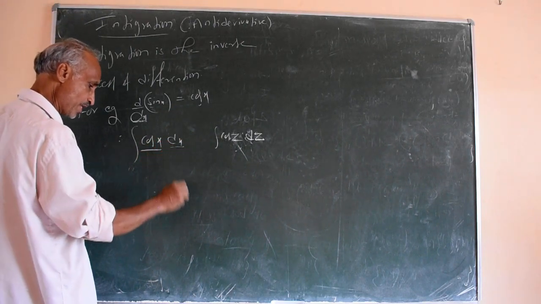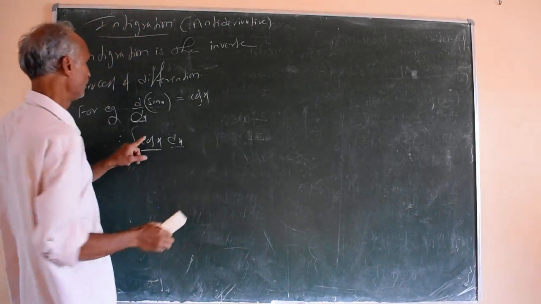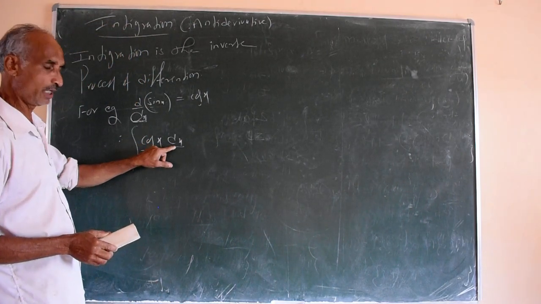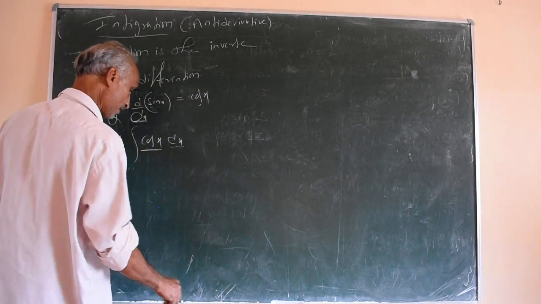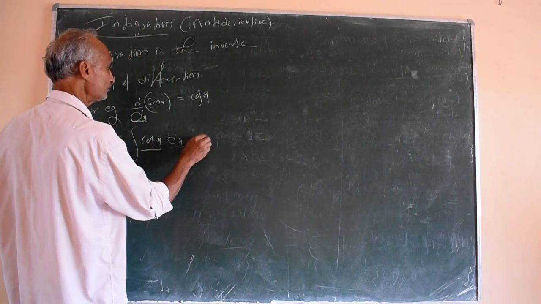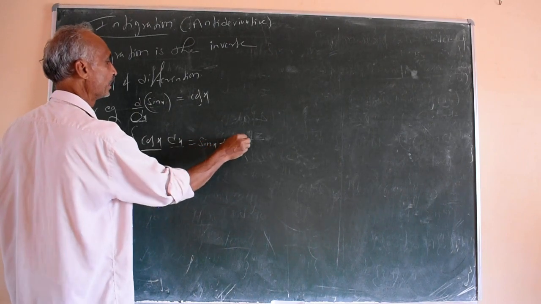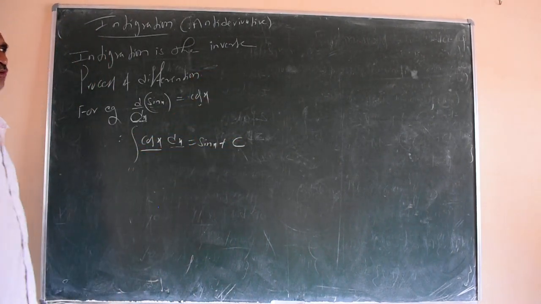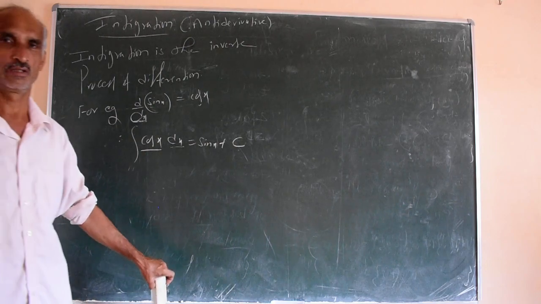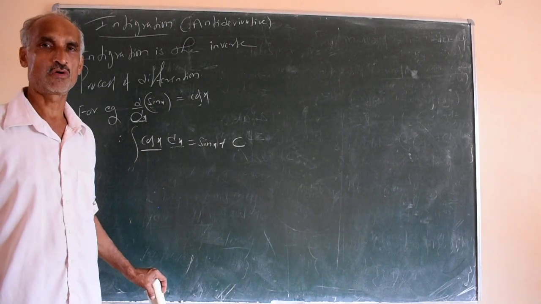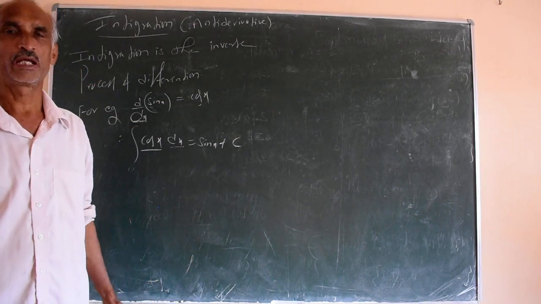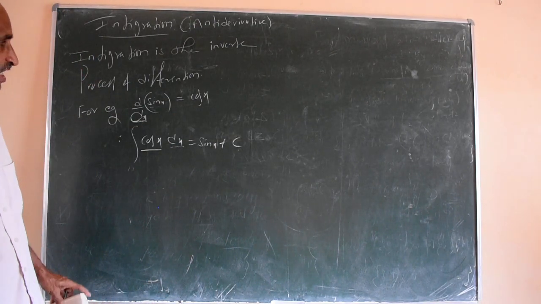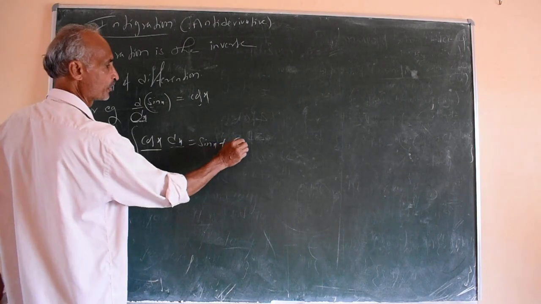Coming back to the integration, integration of cos x dx, where dx indicates integration with respect to x, is equal to sin x plus c. Well, I will tell you what I mean by this. C is a constant. It may be a numerical constant or any parametric constant like pi, e, etc. C is called the constant of integration.